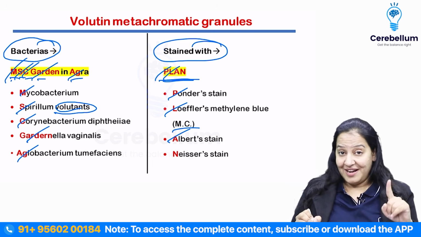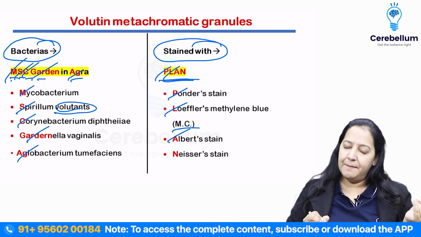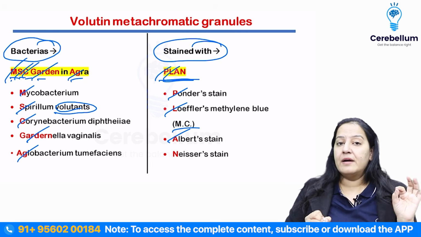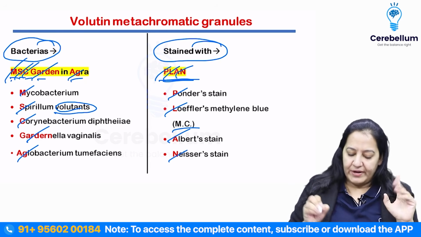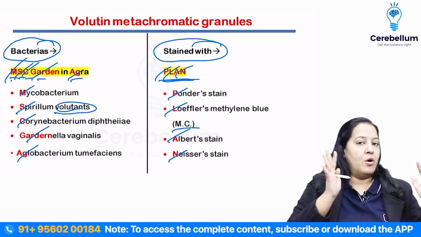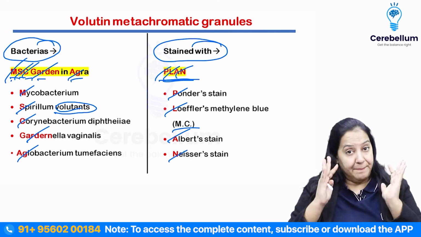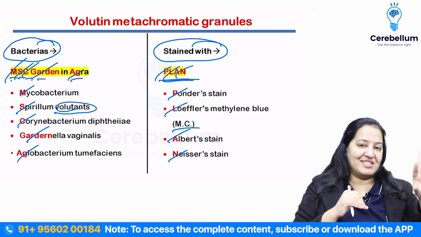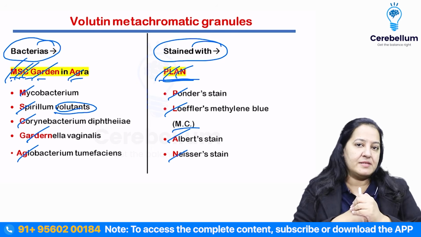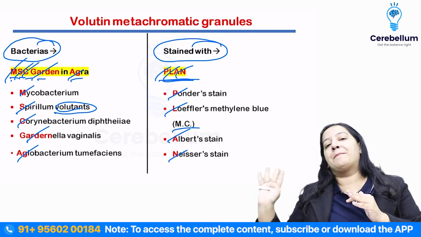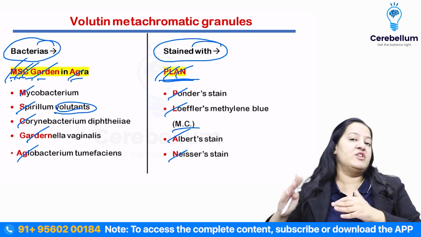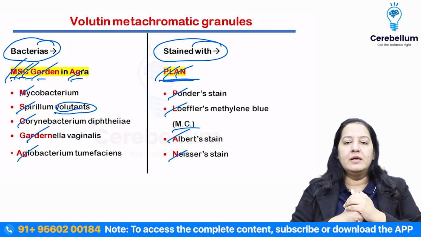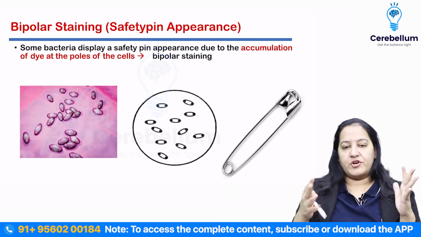A is Albert. On Albert, the bacteria is green, but the granules are bluish in color. And N stands for Neisser. So, please learn the full form of MHC Garden Agra and the full form of PLAN. MHC Garden Agra are the 5 bacteria inside which these granules are present. And PLAN are the 4 stains by which we can stain these granules, right? So, that is all about metachromatic granules.